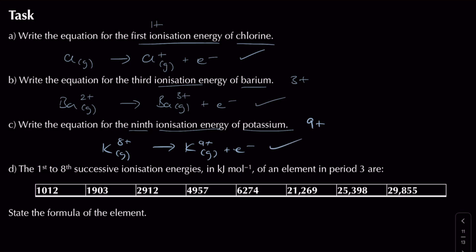Looking at the next question over here, we're told the 1st to 8th successive ionization energies in kilojoules per mole of an element in period 3 are shown here, and we can see we've got some data.